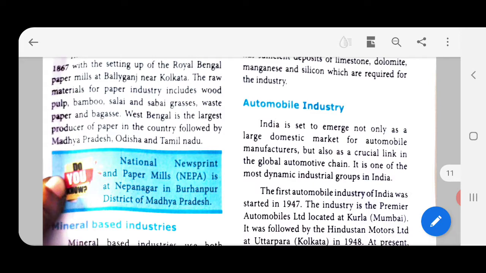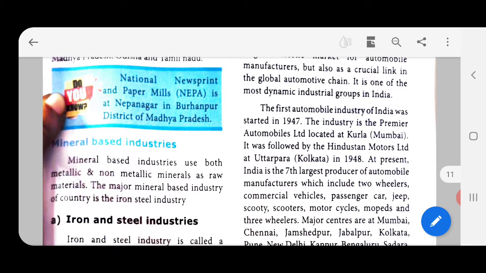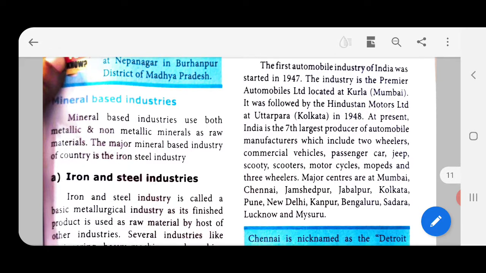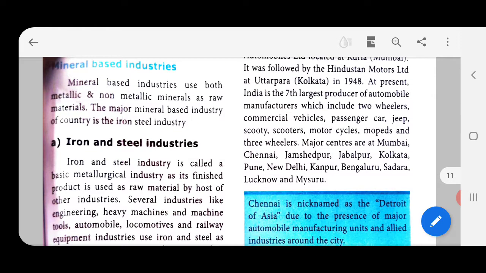West Bengal is the largest producer of paper in the country, followed by Madhya Pradesh, Odisha and Tamil Nadu. Mineral based industries use both metallic and non-metallic minerals. So, there are two types of minerals, metallic minerals and non-metallic minerals.